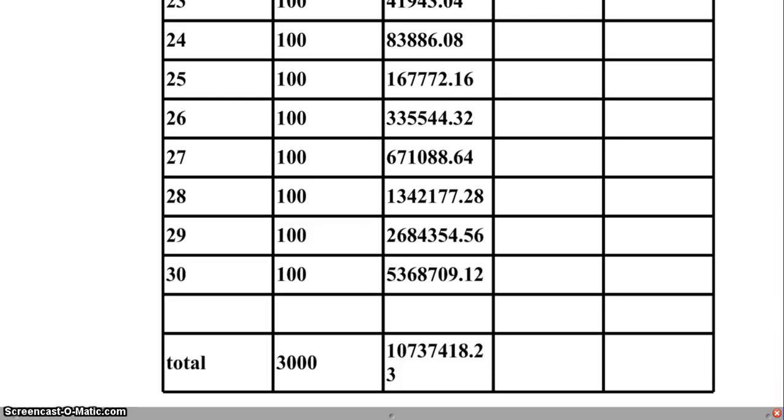So, going down to the end, on the 30th day, we got $100 in the left. We got $5,368,709.12 on the right, just for that day, which brings us to a total of $3,000 on the left, or $10,737,418.23 on the right. So what is this? This is an example of exponential growth, which is an example of exponential functions, which is what we're going to be studying today.